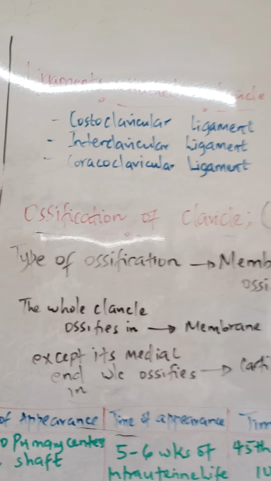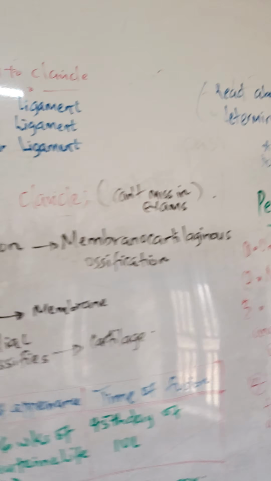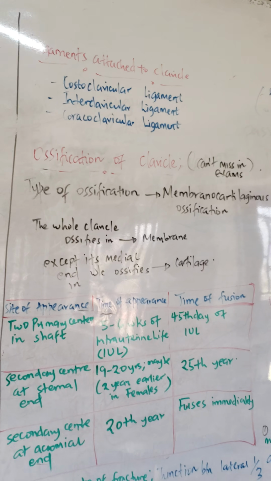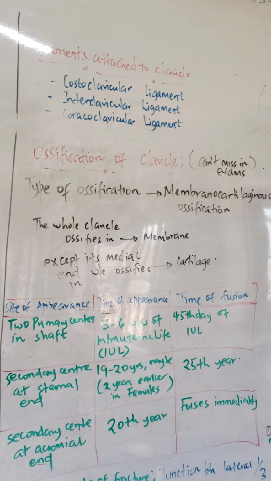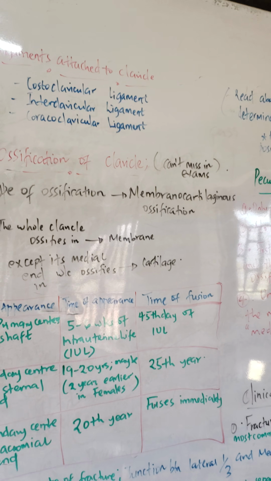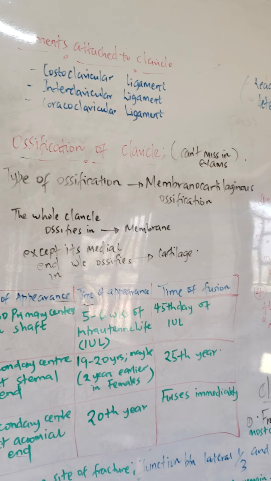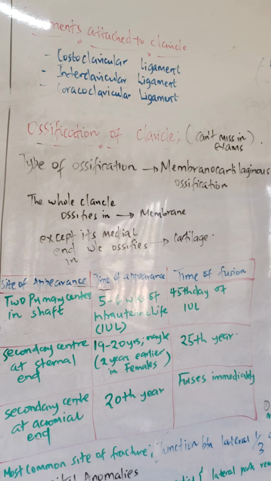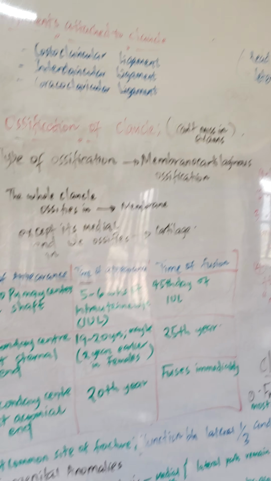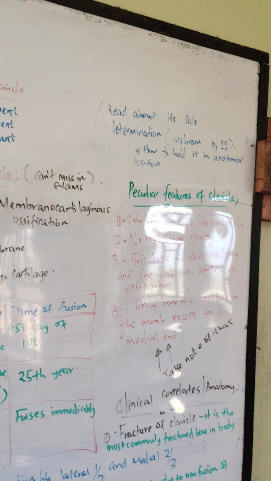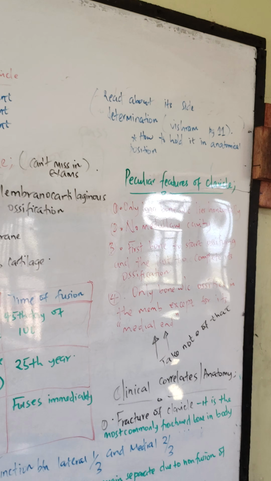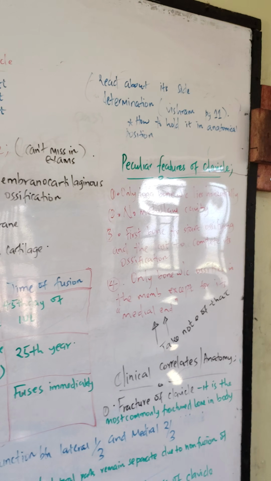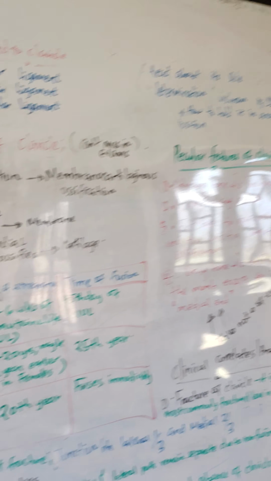Then we need to appreciate the different ligaments that are attached on the clavicle. We have the costoclavicular ligament, which is on the impression of the costoclavicular ligament. We have interclavicular, coracoclavicular. And then I also need you to read about the side determination, and how to hold the clavicle in the anatomical position.